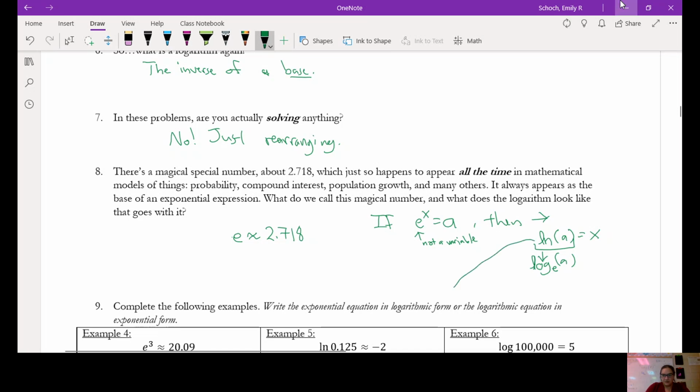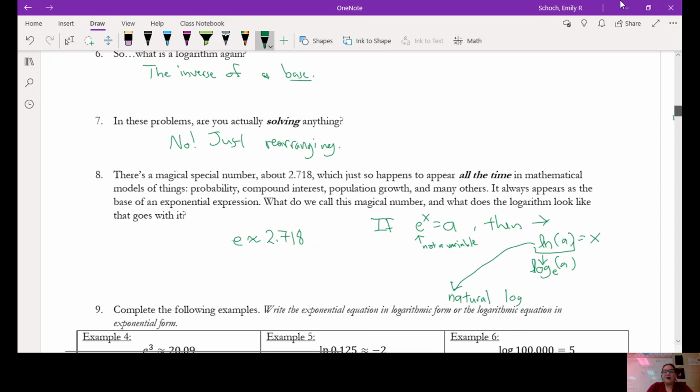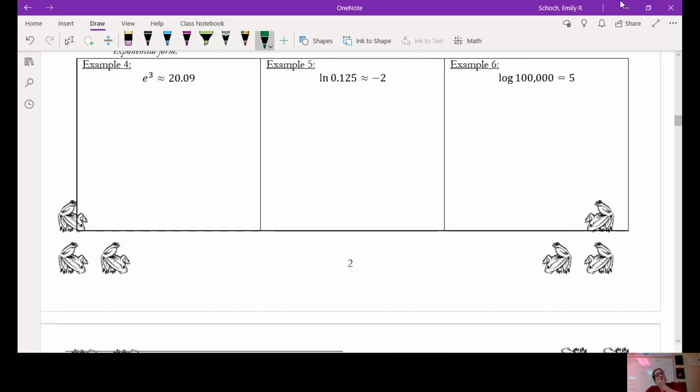So this is, you probably want to write that down, natural log and that's ln. So if you look at a calculator that has these buttons on it at all, it will have both a log button and an ln button, a natural log button. And we'll talk about the bases next section. Okay. All right. So now that you know that, let's look at these last three problems here. Okay.